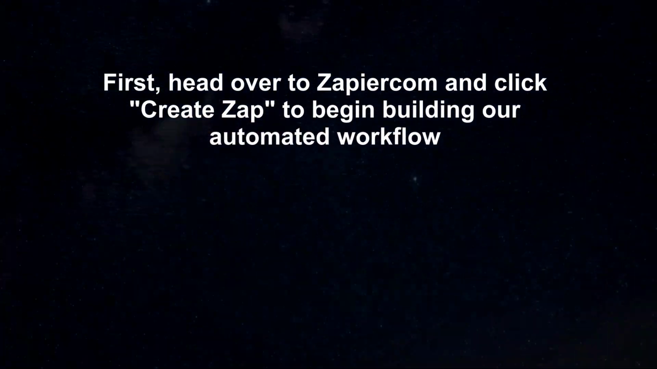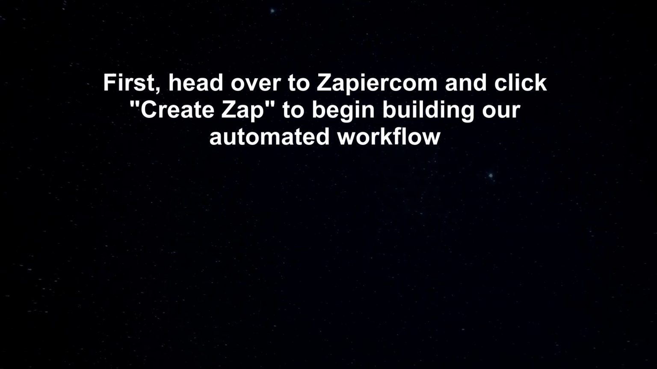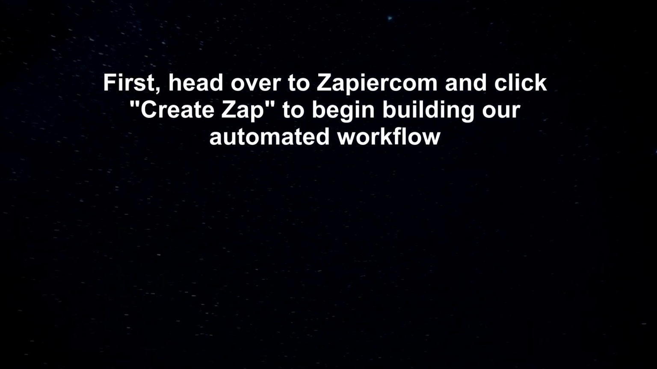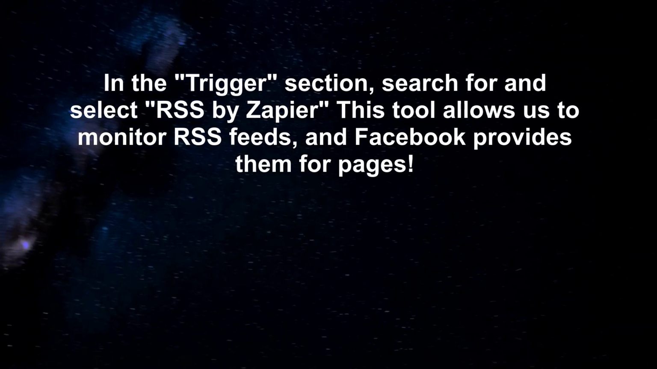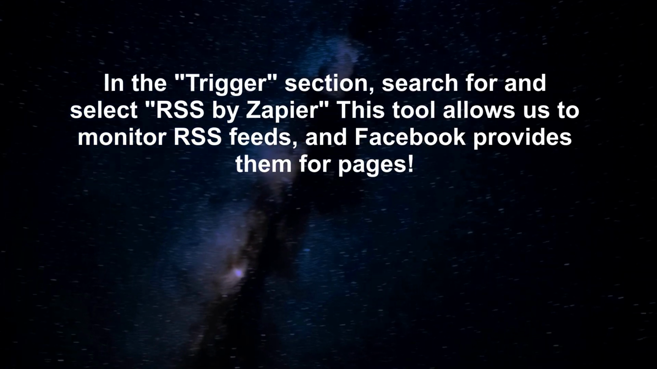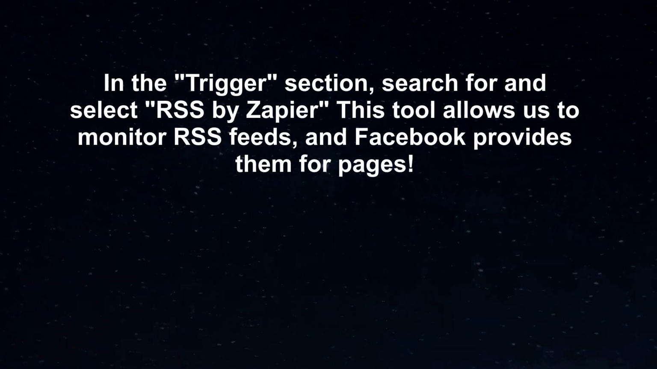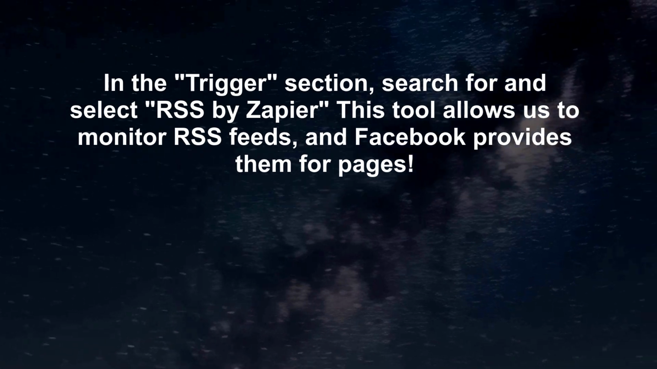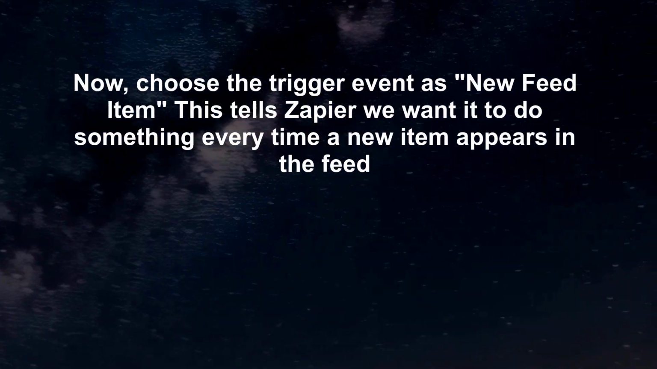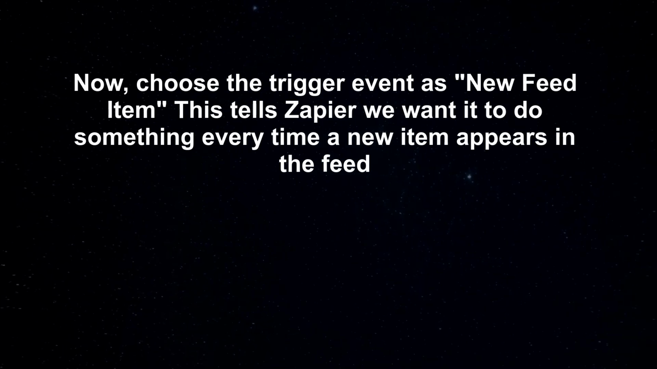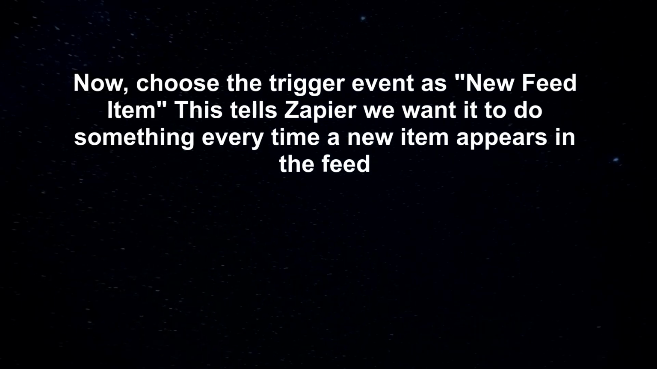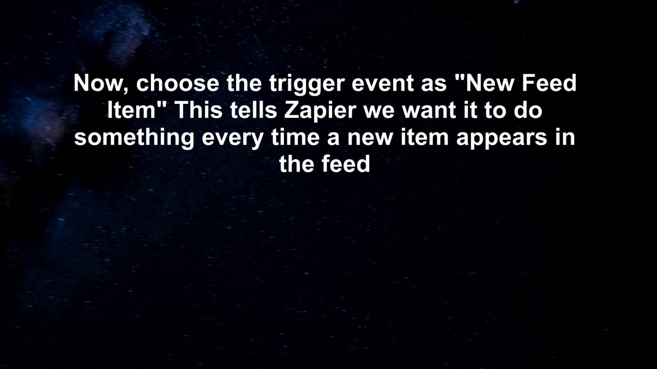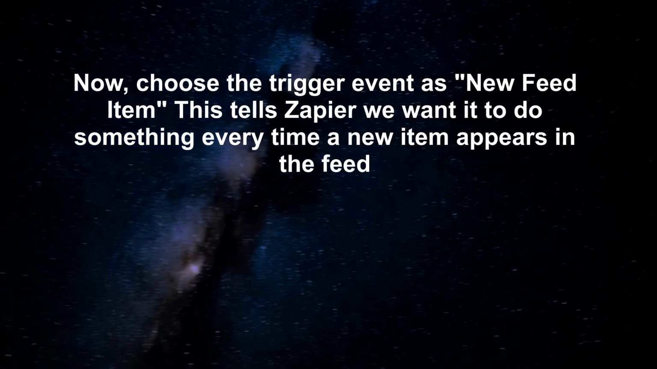First, head over to Zapier.com and click Create Zap to begin building our automated workflow. In the Trigger section, search for and select RSS by Zapier. This tool allows us to monitor RSS feeds, and Facebook provides them for pages. Now, choose the trigger event as New Feed Item. This tells Zapier we want it to do something every time a new item appears in the feed.